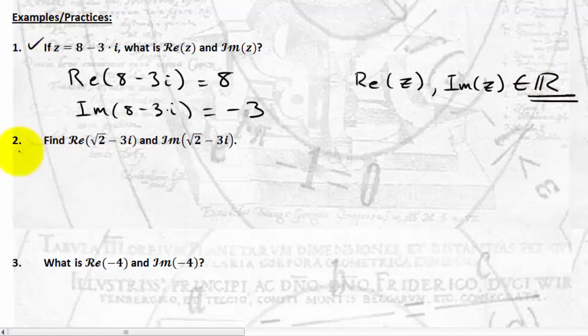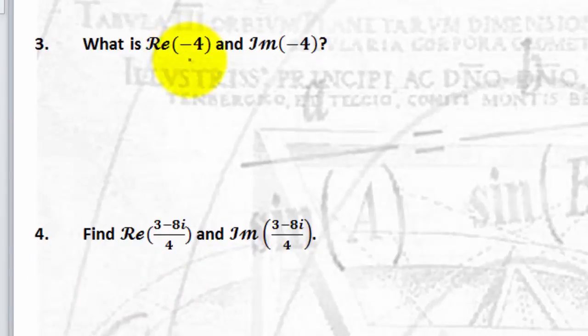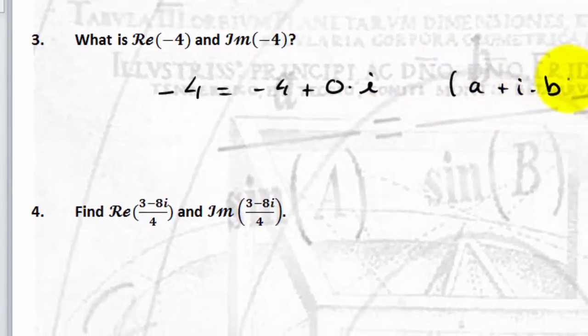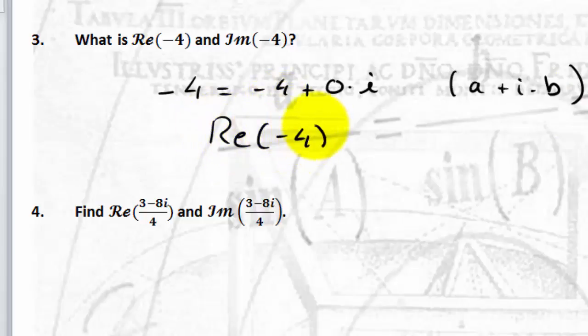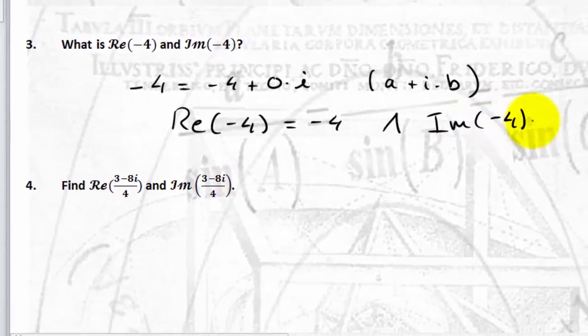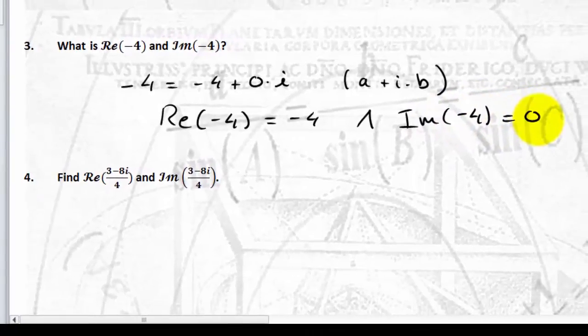I did one, you do two. Let me do number 3. What is the real part of -4? Well, I can write -4 as -4 plus 0 times i. This is written as a plus ib, ib or bi, same thing. So the real part of -4 is -4, and the imaginary part of -4 is 0.